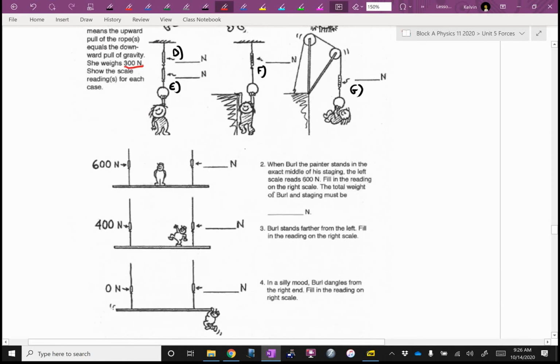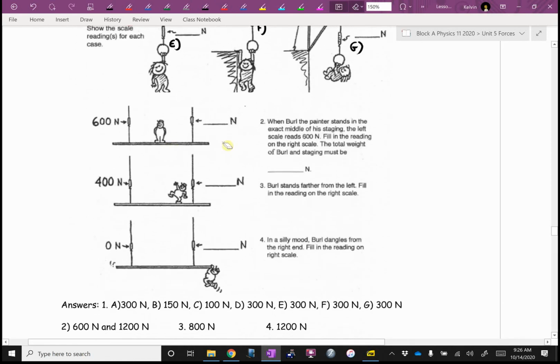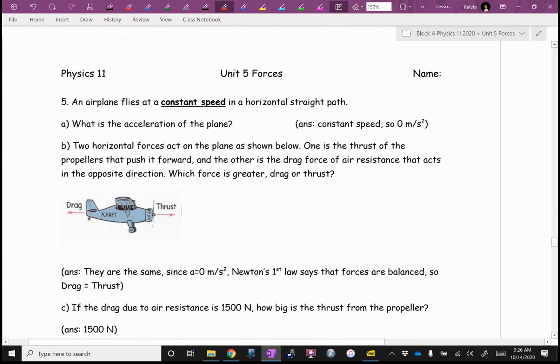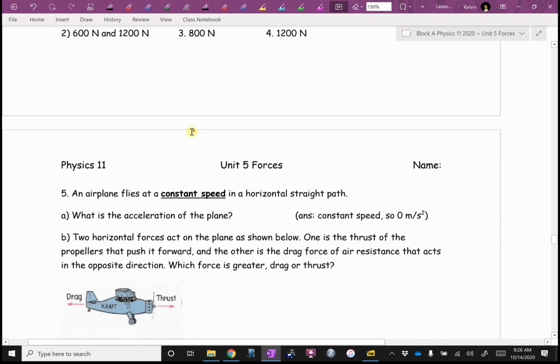Then we look at Burl the painter as well. It tells you what his weight and scale are. You can figure this one out. Can you then go to number 5? I put the answers typically in brackets, so you can try all of that first page.